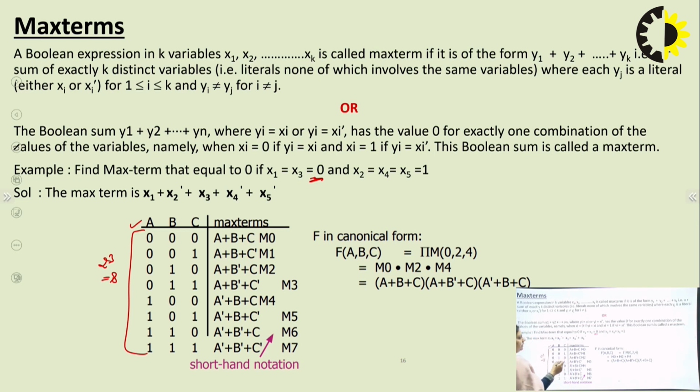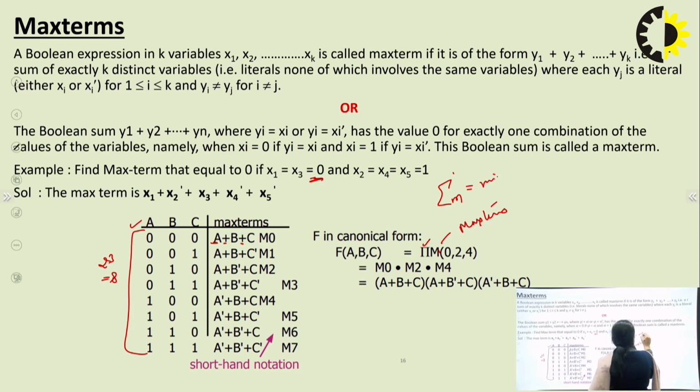Now, in max term, this is the product of sum. So, the plus sign is between them, product of sum. So, this is the shorthand notation of this. How we can write it with pi M, capital M represents max terms, and small m with sigma m represents min terms. So here M0, M2 and M4 are max terms.